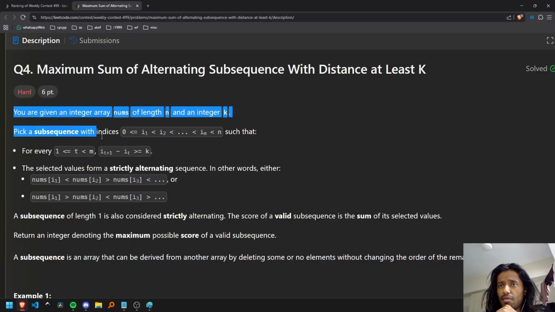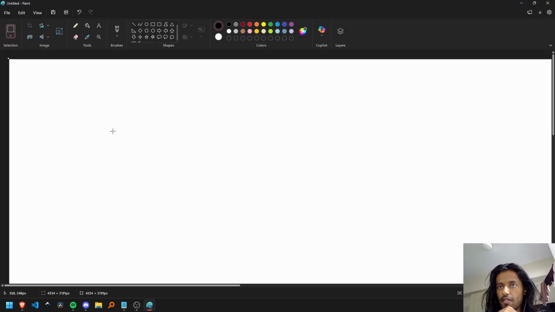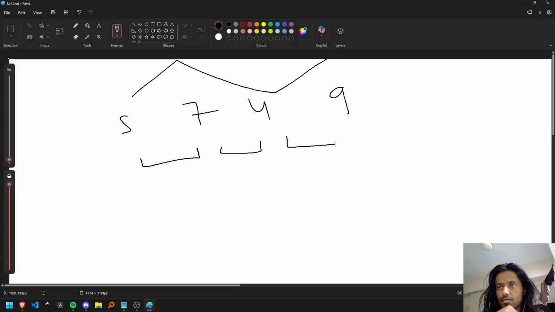Basically, we are given an array nums, and to put it simply, we have to find the subsequence where the elements are alternating. That is, the values are like this. So we have 5, 7, so the next value should be less, right? So 4, and then the next value should be greater, so 9. The values are strictly alternating, and the difference between the indices of these values is greater than or equal to k.